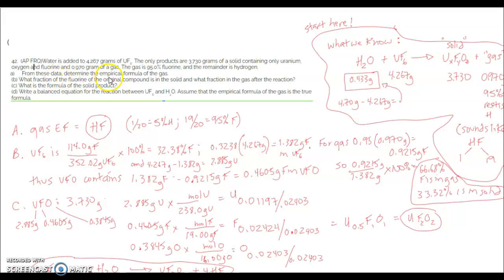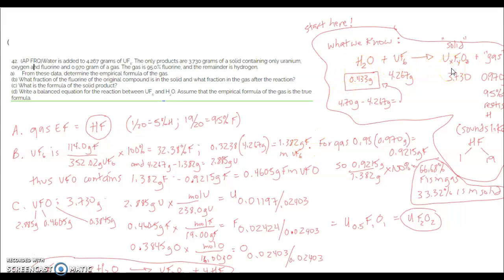B, what fraction of the fluorine in the original compound is in the solid, and what fraction is in the gas after the reaction? Well, that should be doable. Maybe the quickest way is to figure out how much fluorine's in the original compound. If you have UF6, it looks like it's roughly 1/3 fluorine and the rest is uranium. In other words, UF6 has a molar mass of 352 grams, of which 6 times 19, or 114 grams, came from the fluorine. That comes out to be 1.382 grams of F that are in UF6.